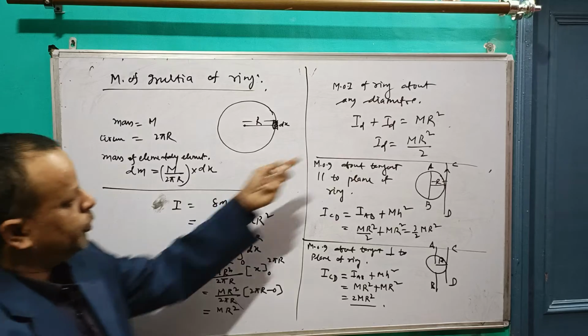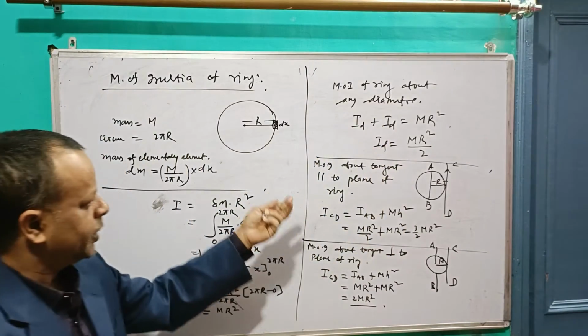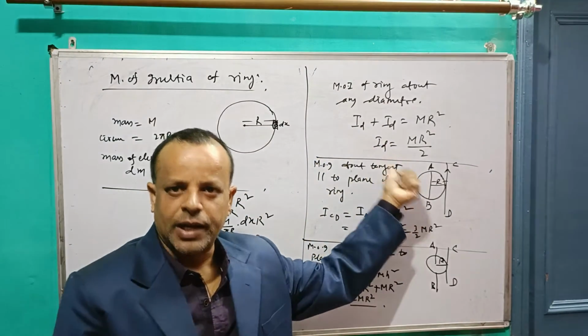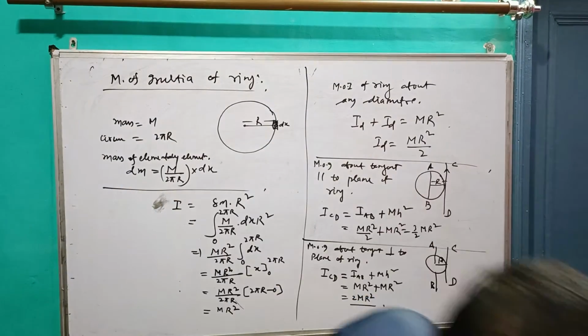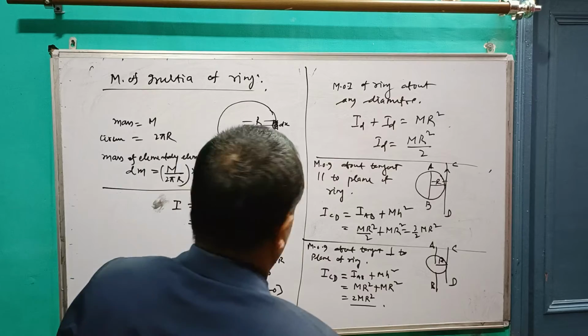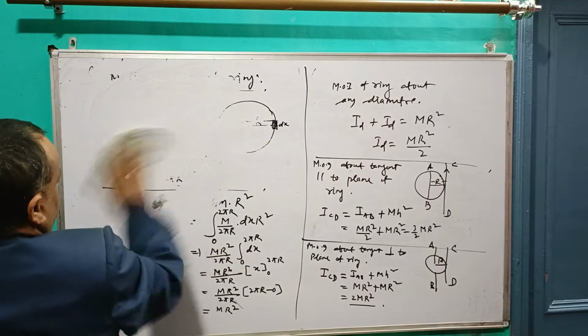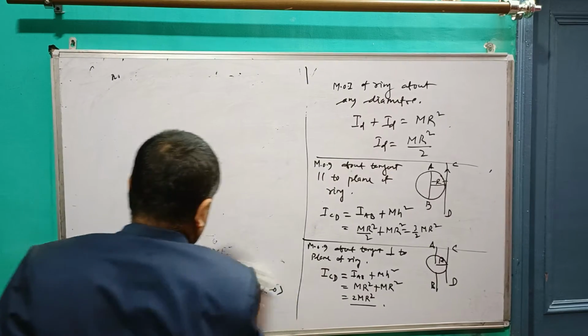This is the moment of inertia of ring which passes through the center of mass. Then we have the moment of inertia about any diameter, then about a tangent which is parallel to the plane of ring, and about a tangent which is perpendicular to the plane of ring. Now we'll go for the moment of inertia of disc.